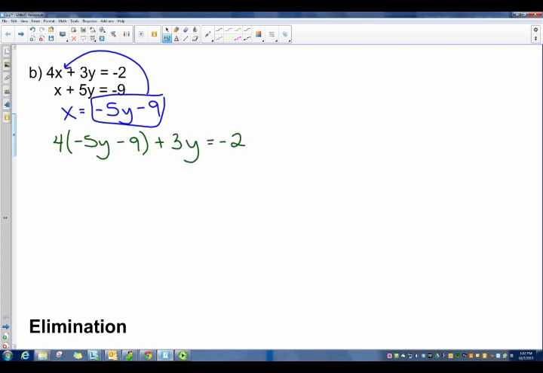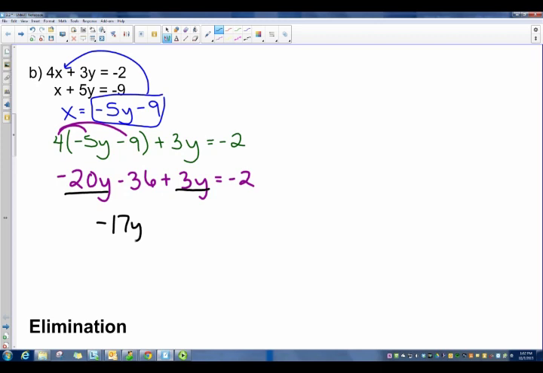Hopefully you're following this logic. We solve for the x, we substitute it into the x, and now you solve. So when we solve this, we distribute. Multiply there, and that gives you negative 20y minus 36 plus 3y equals negative 2. Go through and combine like terms: negative 20y and 3y is negative 17y. I'm going to add 36 to both sides. Now be careful with your signs here. Negative 2 plus 36 is 34. Divide by that negative 17.